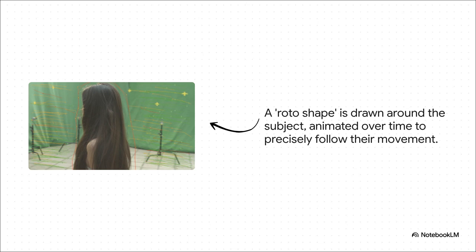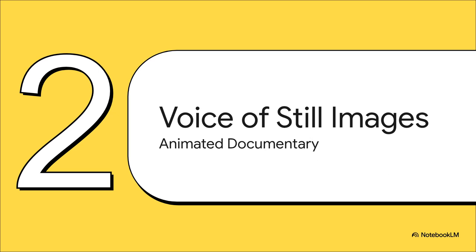Just picture an artist meticulously drawing an outline, they call it a shape, around a person. And then they have to adjust dozens of little points on that shape, frame by painstaking frame, to perfectly match every single tiny movement. It's an incredibly detailed process, but it's what lets artists blend the real and the imaginary so perfectly.